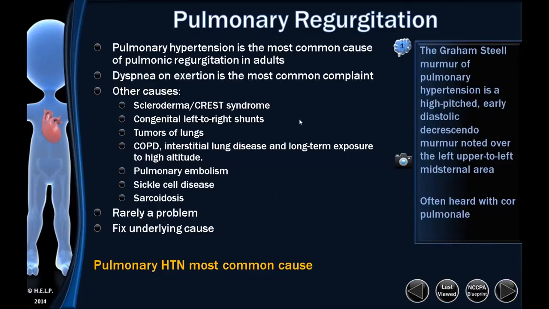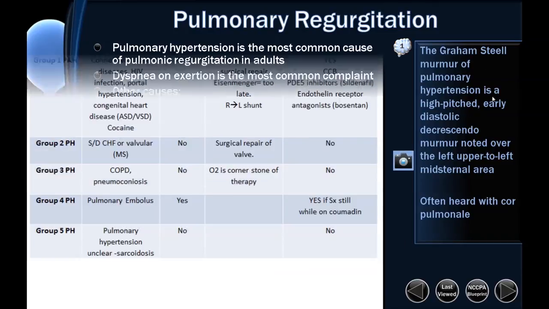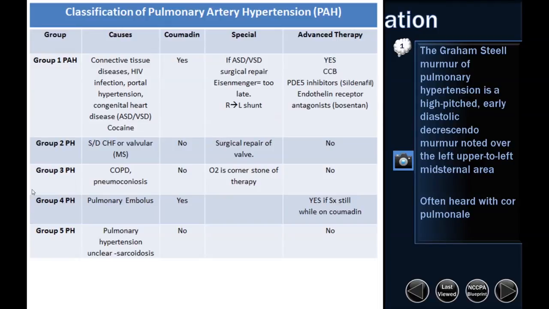It does have a murmur associated with it though. It's called the Graham Steell murmur. So it's something that you need to know. And these are just the groups of pulmonary hypertension I was talking about. All these different groups here can lead to pulmonary hypertension. We did this in the pulmonary section.